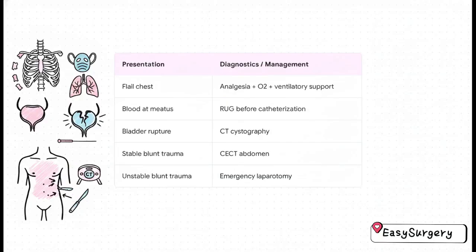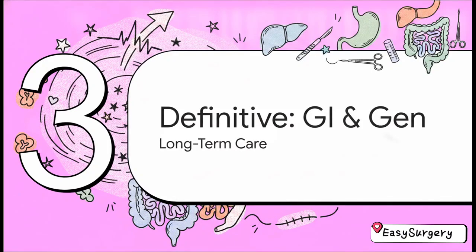And finally, let's contrast blunt abdominal trauma. If the patient is hemodynamically stable, you can safely get a contrast-enhanced CT of the abdomen. But if they're unstable, you bypass the CT scanner entirely. Unstable means a direct, immediate trip to the operating room for an emergency laparotomy. No exceptions. All right, taking a breath, we're into Section 3, Definitive Treatments for GI and General Surgery.